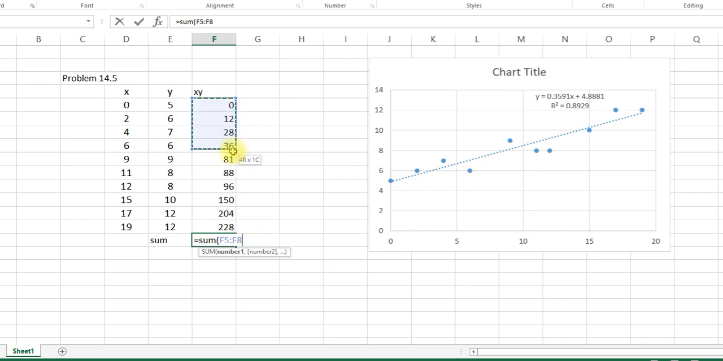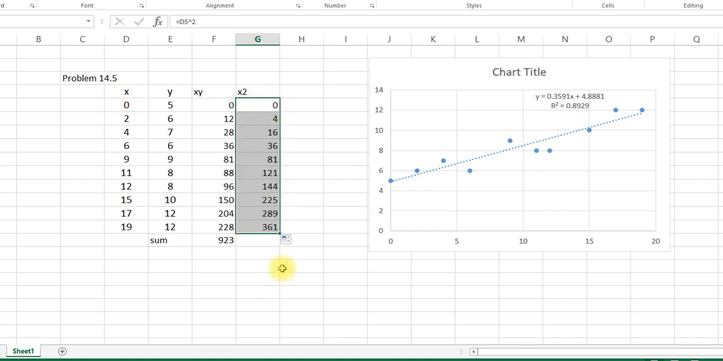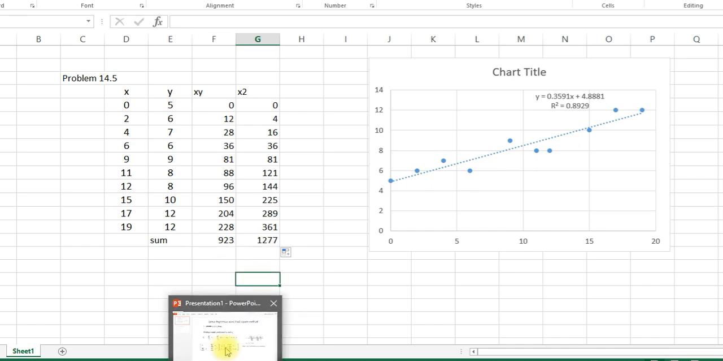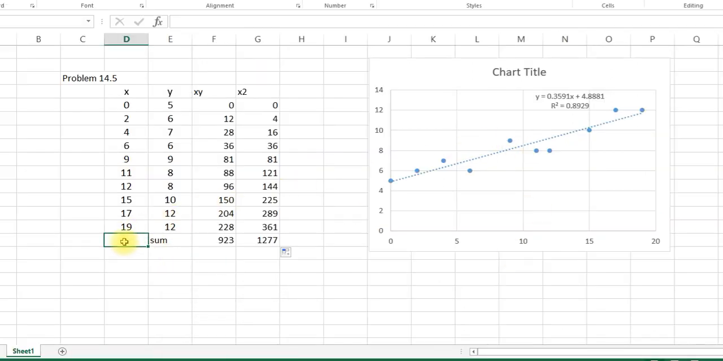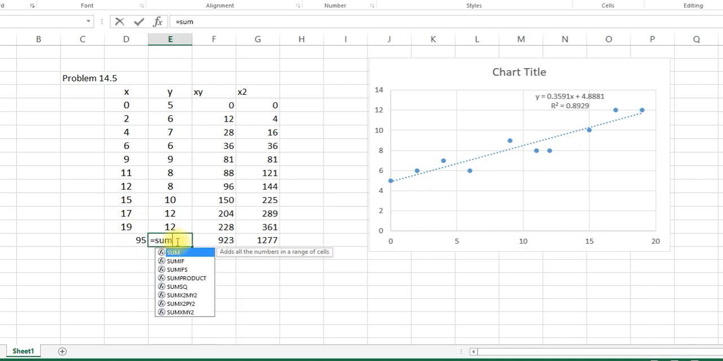So we can get the sum of all, sum of xi. Okay, we also need sum of x square in the equation. And I have applied sum here, so I can just drag this to get the sum of x square. Again, what I need is sum of x, y. Okay, so also I need sum of x. This one also I apply sum of y.